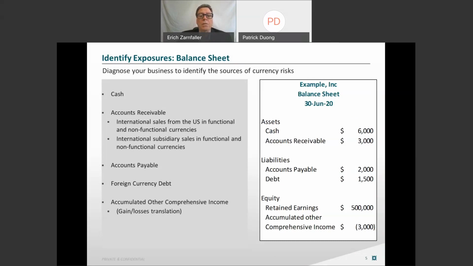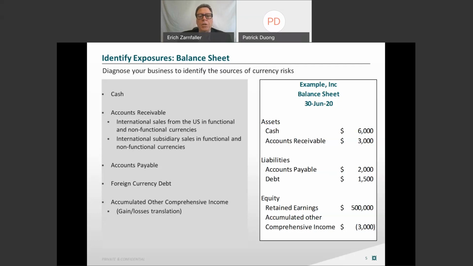Then, in the liability section, it may contain any non-functional currency debt the company holds. At the bottom of the slide is the accumulated other comprehensive income line in equity, which will contain the cumulative translation account. This account contains the mark-to-market of any net investment the company has in non-functional currencies, plus any impact from the translation of the financial statements back into the functional currency of the company, say the US dollar.